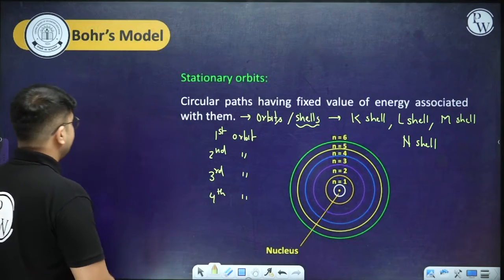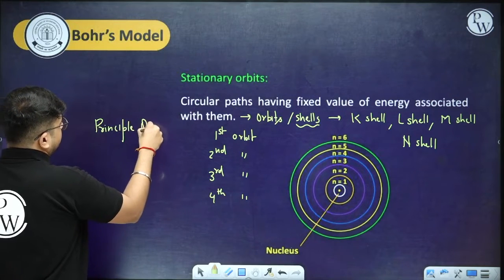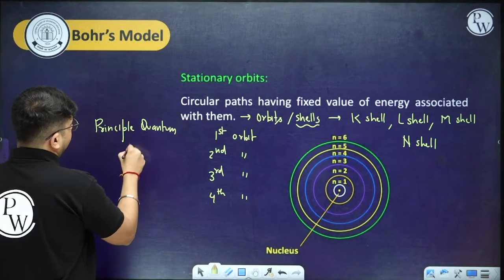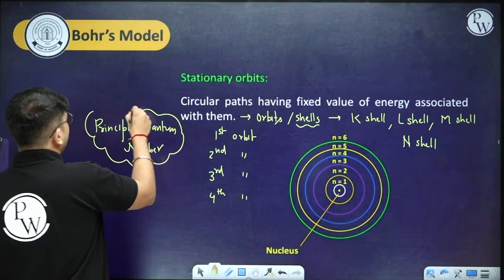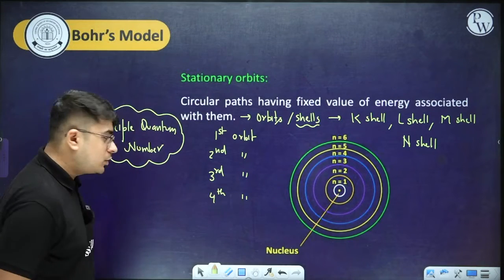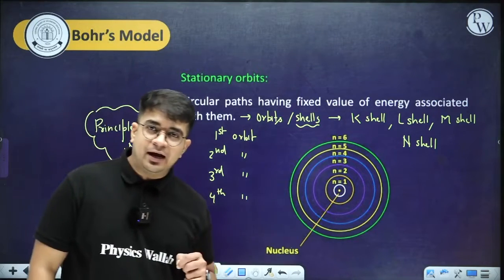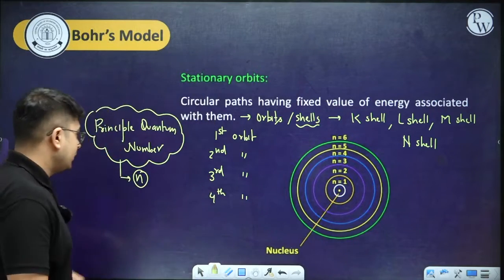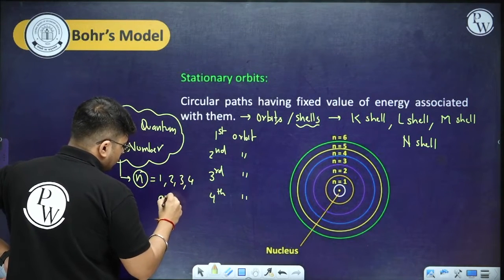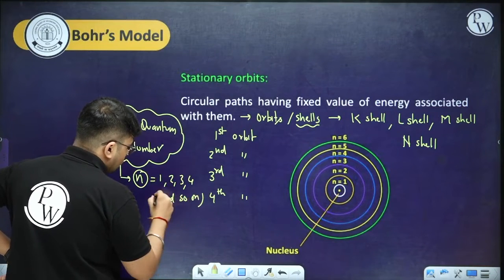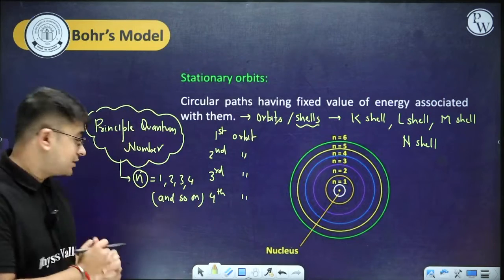It means he correlates the entire part with the principal quantum number. Definitely that part we are going to discuss in the quantum mechanical model, but he fixed the entire part with the principal quantum number, which is shown by n. Every type of atom contains at least a finite value of n. So n can be 1, 2, 3, 4 and so on. So this was the basic idea related to the stationary orbits. I hope this portion is clear to everyone.